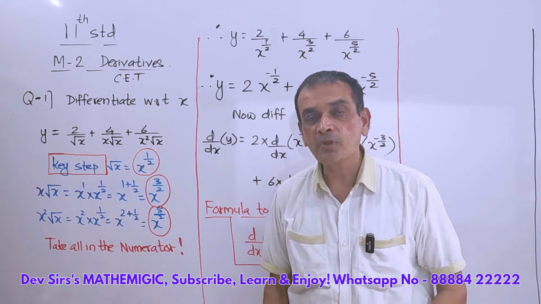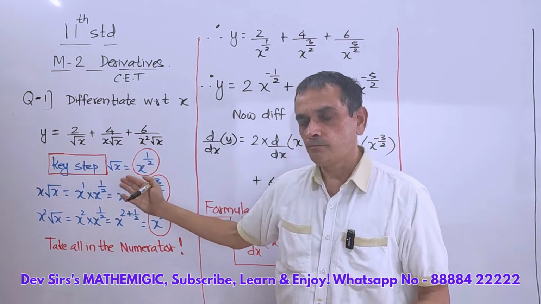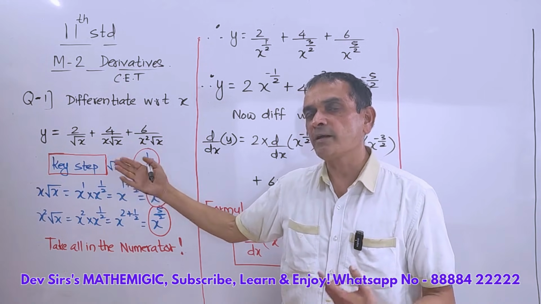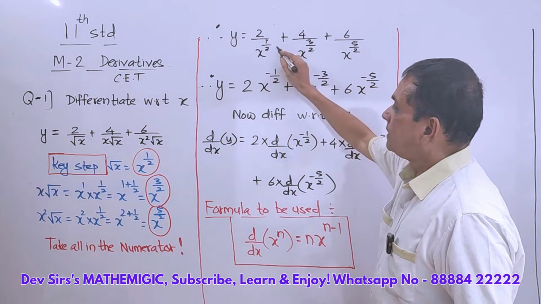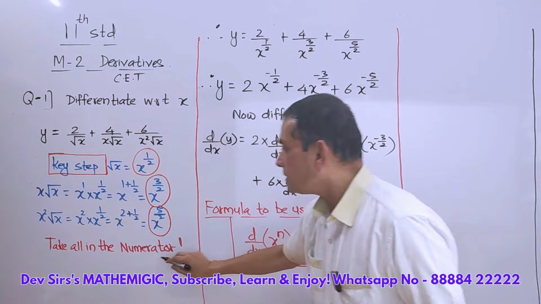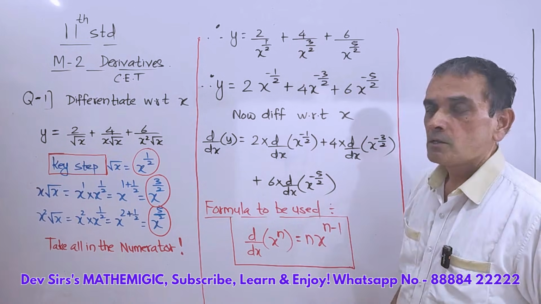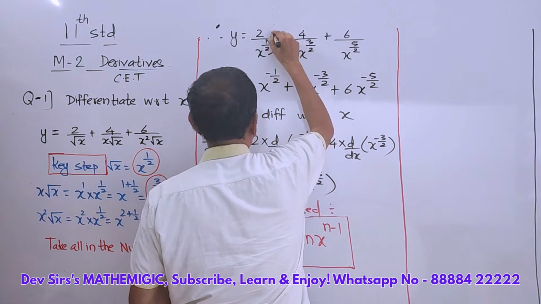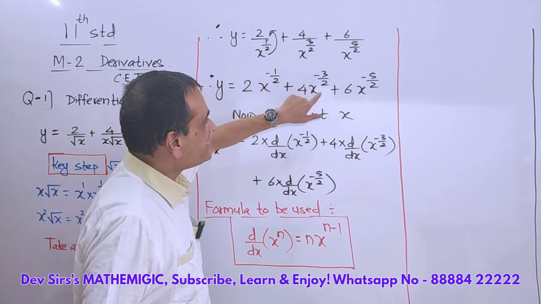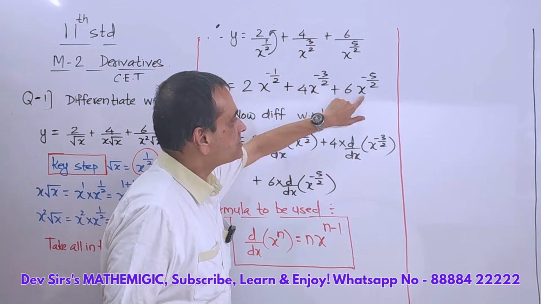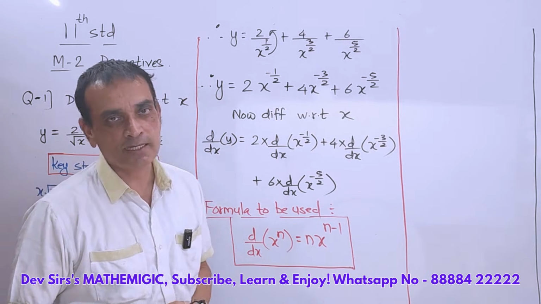We converted this. Why did we convert? We'll see. Because we don't want terms with respect to root x and all. We want x raised to n. Now take all terms of x in the numerator. So when x goes in the numerator, it goes as x raised to minus half. This goes as x raised to minus 3 by 2. This goes as x raised to minus 5 by 2. No rocket science in that.